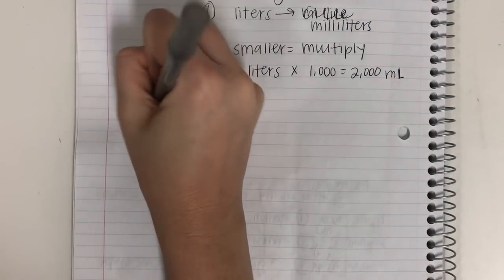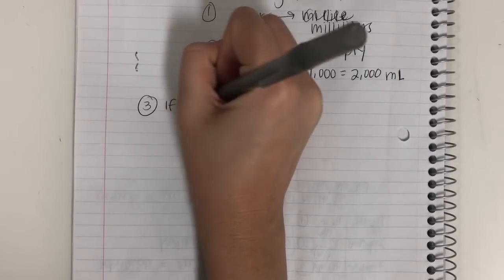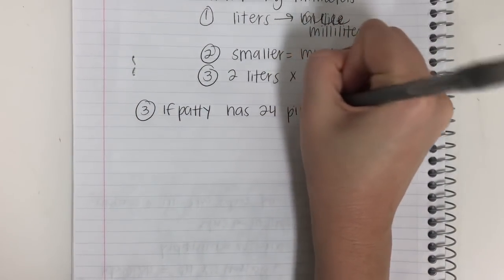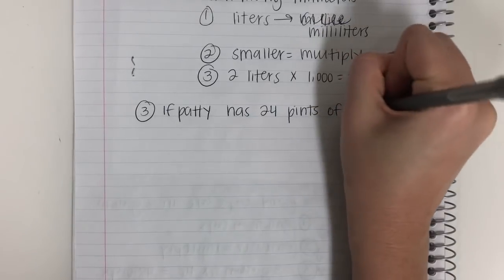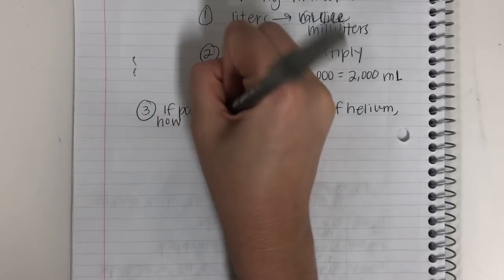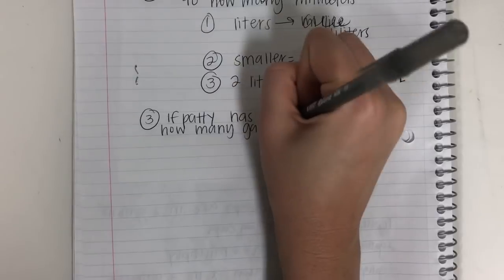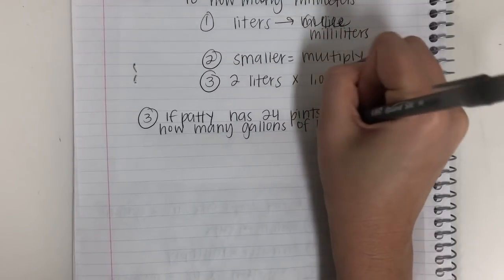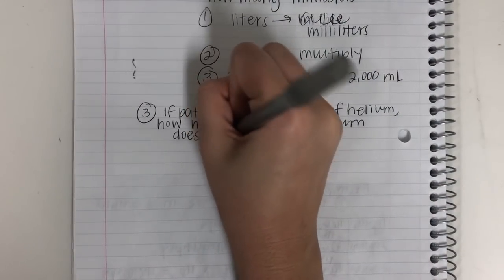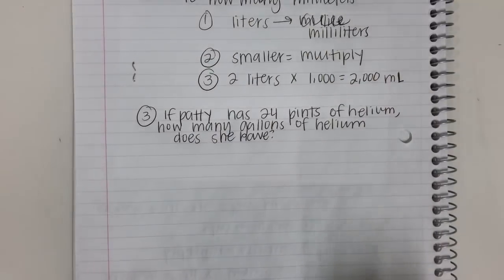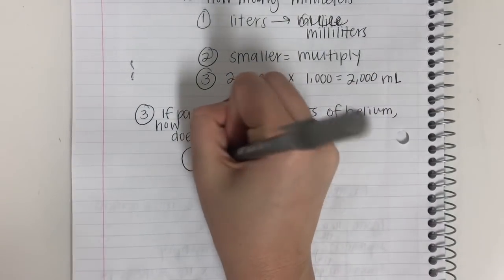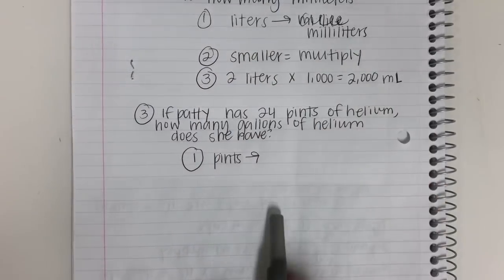So, if Patty has 24 pints of helium, how many gallons of helium does she have? Okay, first thing we have to determine is where are we starting and where are we going. So we're going from pints, because that's where my number is attached to. So pints, and then they want us to figure out gallons.